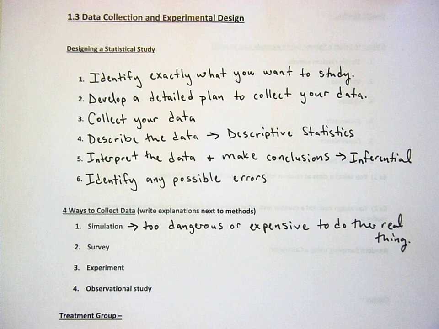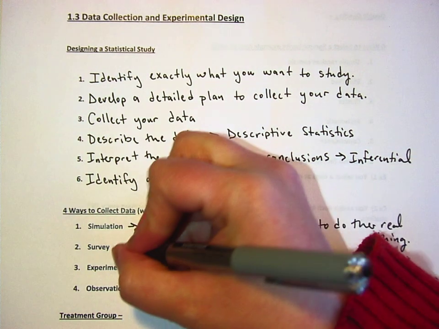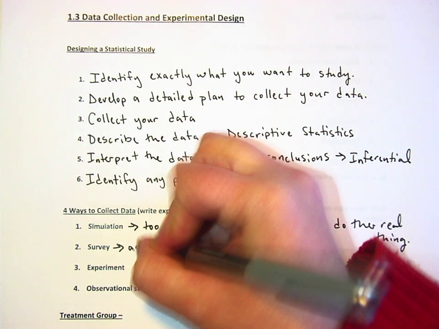A good example of this that you could write down if you want to, I'm not going to, but you can, is crash test dummies. It'd be pretty devastating to be like, let's just put a family of 4 in this minivan and crash it going 60 miles an hour against this wall and see how they do. So that's a simulation.